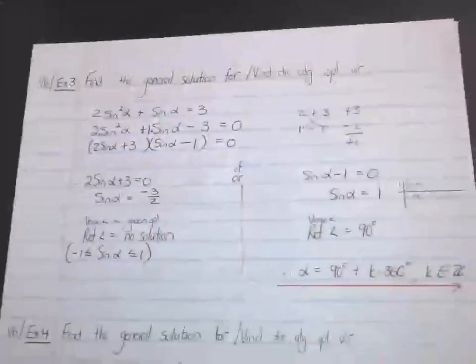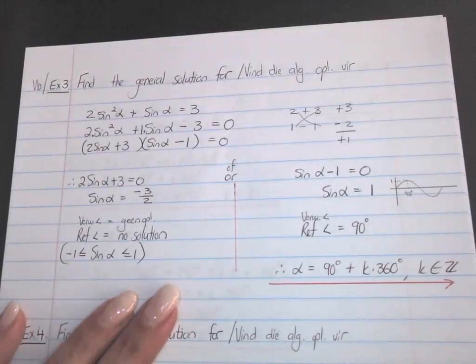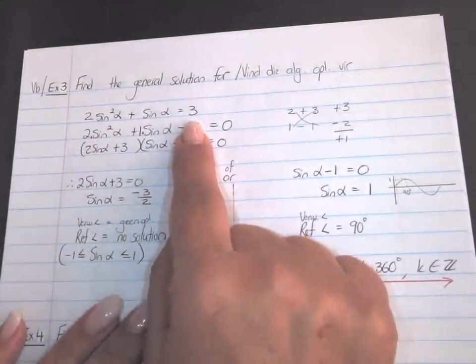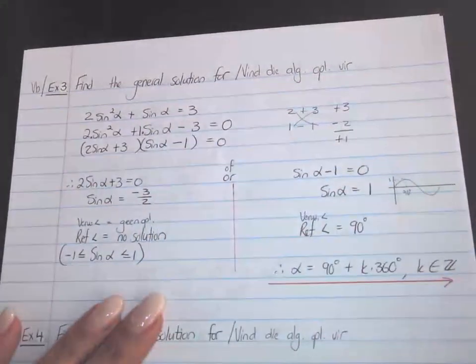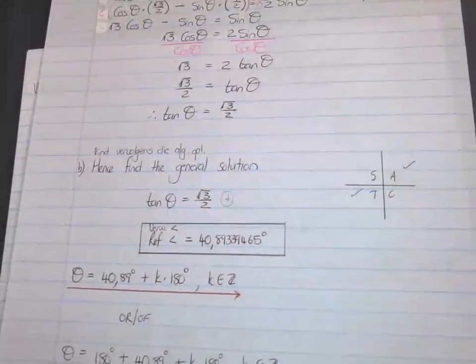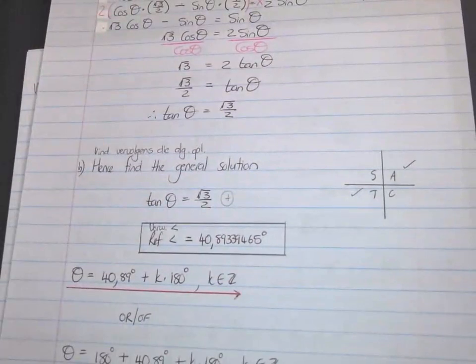The next example is find the general solution for this equation. When you see the sign of which quadrant you're going to work with for general solution, you see that just before you're about to get the reference angle. Yes, you actually do everything, but just before you get the reference, that's the sign. Yes, those are the quadrants.